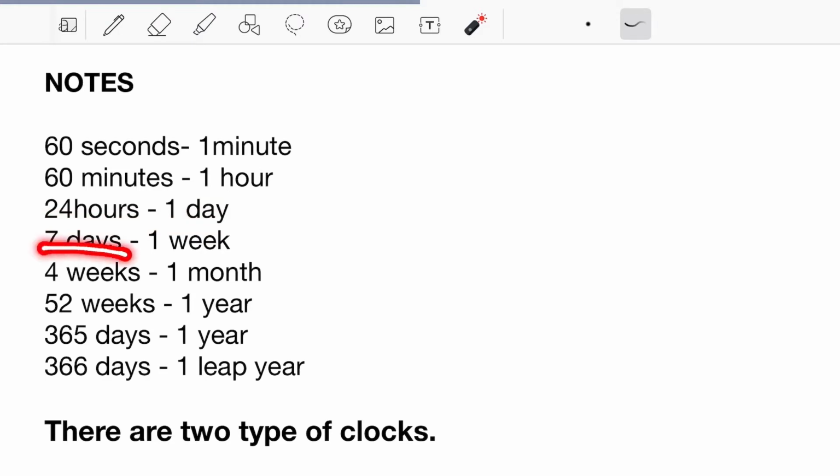There are 7 days in a week. Approximately 4 weeks makes 1 month. 52 weeks make 1 year. A leap year has 366 days.